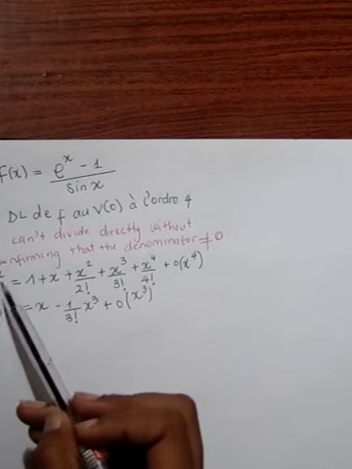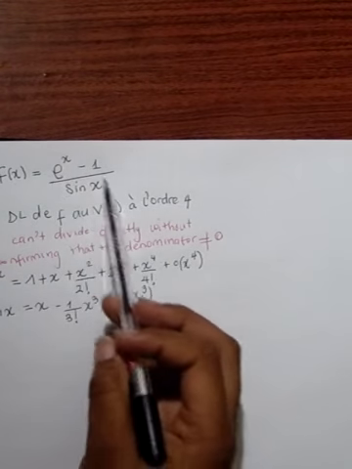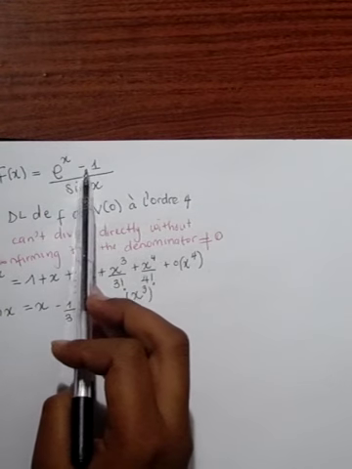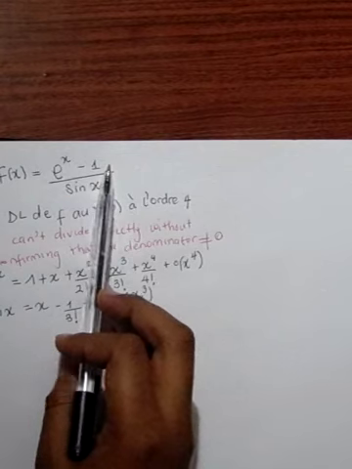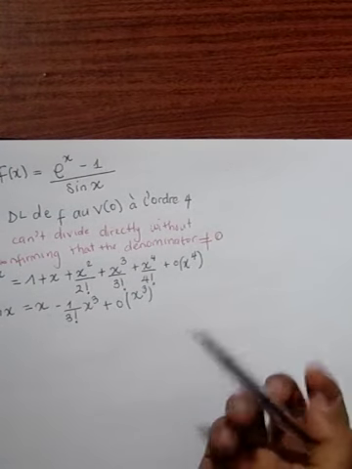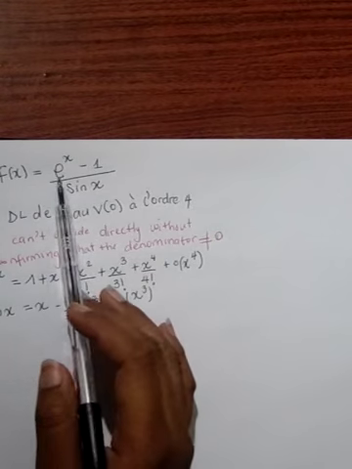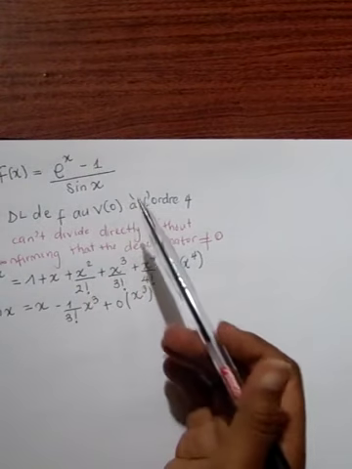So now we know the DL of exponential x and the DL of sinus x. Now they are saying exponential x minus 1. If you want to try, you can pause this video and see what exponential x minus 1 would give us.